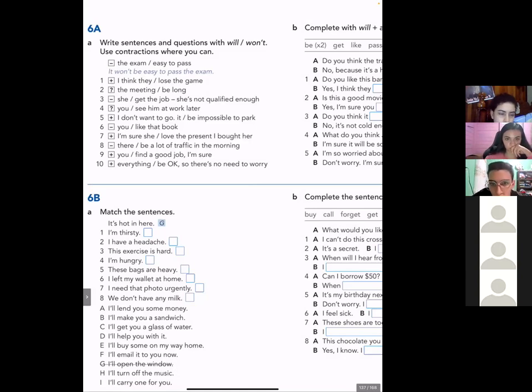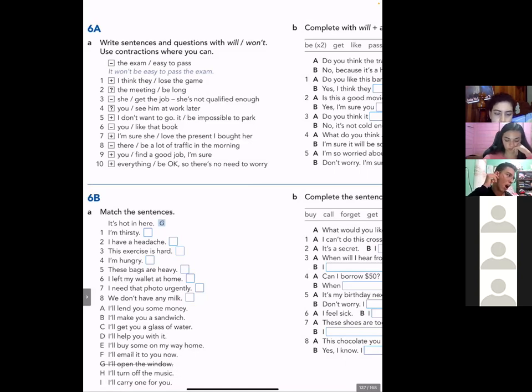Number 7. Okay, I am sure she will love the present I bought her. But yeah, it's perfect. Thank you, Hainer. Number 8, let's see. Hey, Annabelle. Teacher, there will be a lot of traffic in the morning. That is perfect, Andre. Thank you.